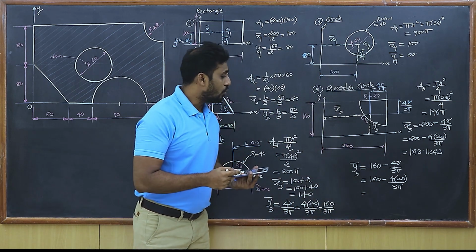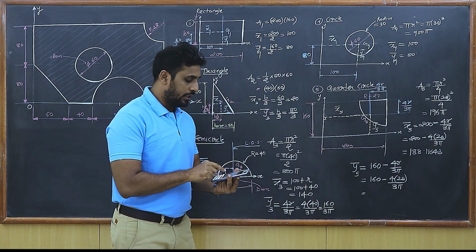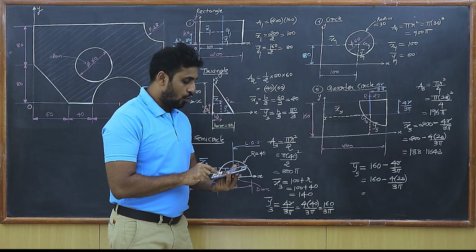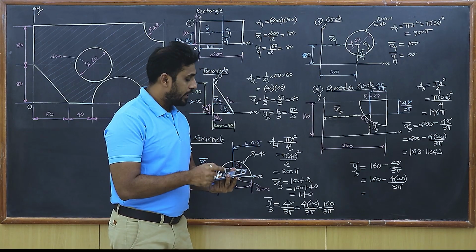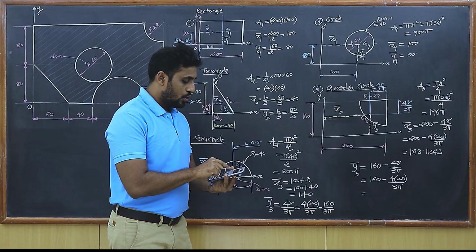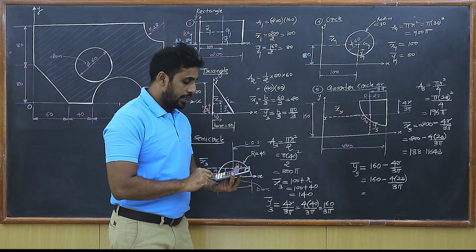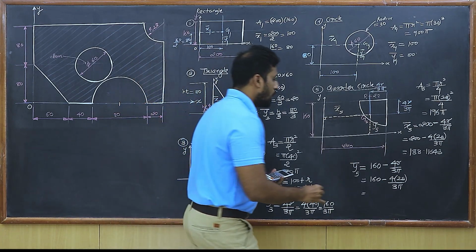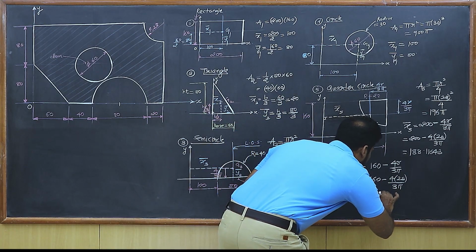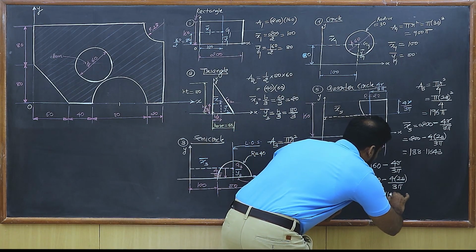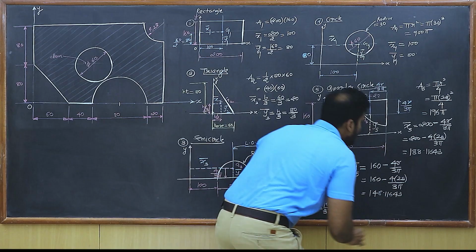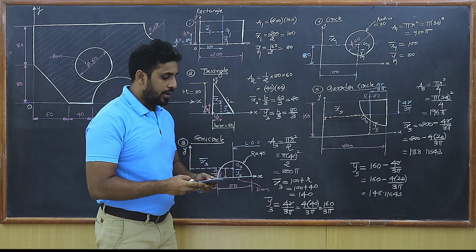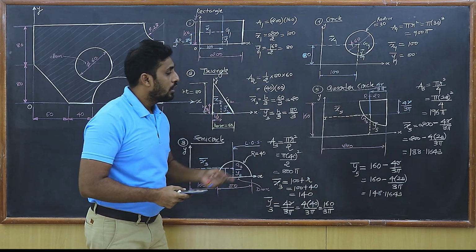And students, let's get y5 bar also. It was 160 minus again 4 into 28 divided by 3 pi. So I get my answer this time as 148.11643. So I write my answer as 148.11643 units. So students, I've got my answers. I've got the answers as what?